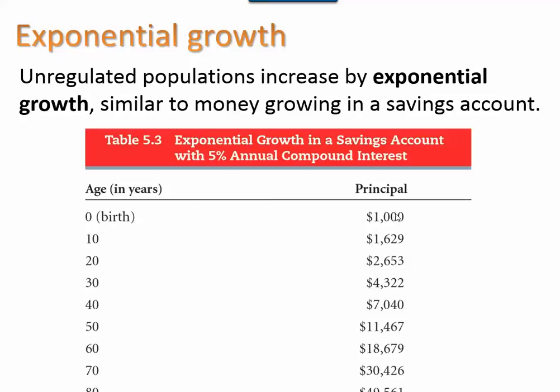So let's say that you start with $1,000 in your account at birth, and if that account earns 5% annual compound interest, that means that at the end of that first year, you're going to have $1,000 plus 5% of that $1,000, giving you a total of $1,050. After 10 years, it would grow to this amount. After 20 years, this amount. And you can see that by the time you're 80, that $1,000 would have become almost $50,000.